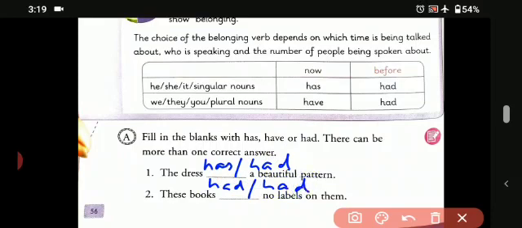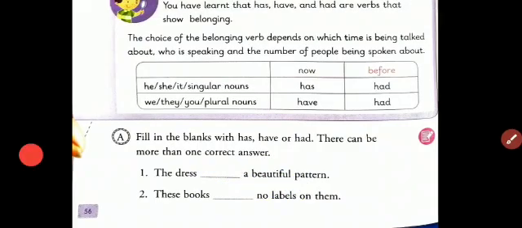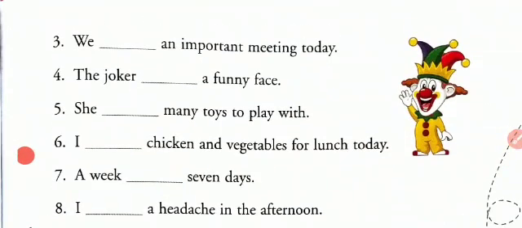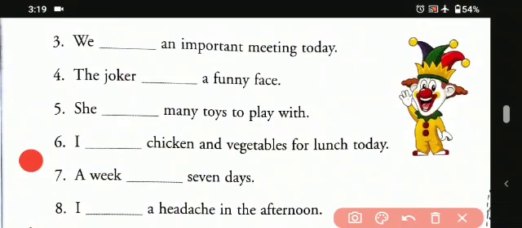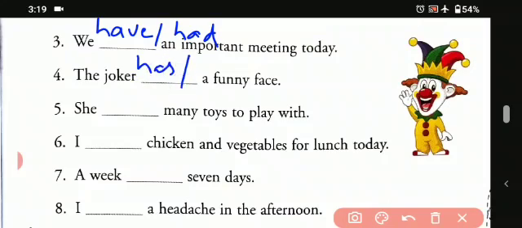Okay students, so we can use both the words in these types of sentences. So again we will be using we dash an important meeting today. We had an important meeting today. We have an important meeting today. So have and had. Okay. Then the fourth one. The Joker dash a funny face. So Joker has a funny face and Joker had a funny face.